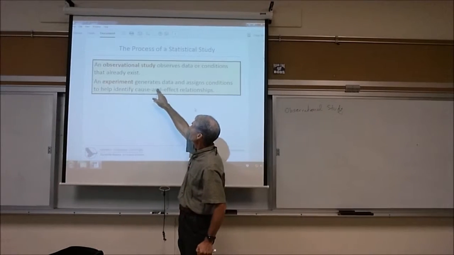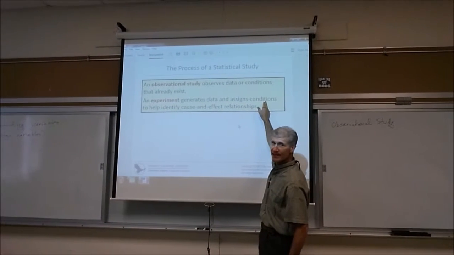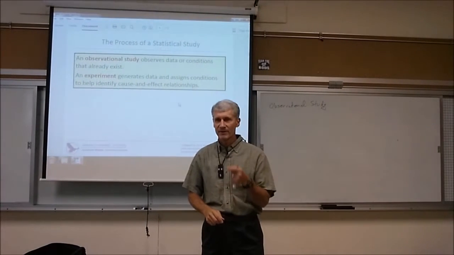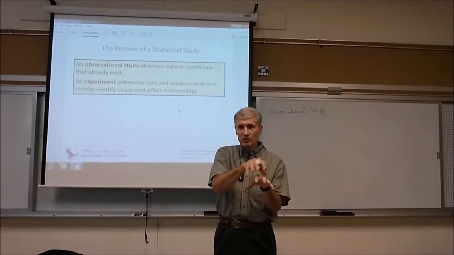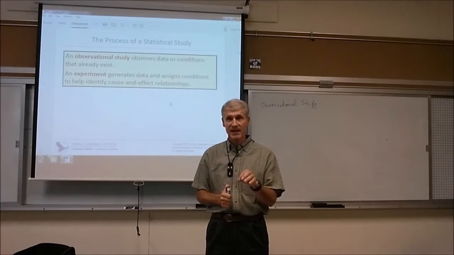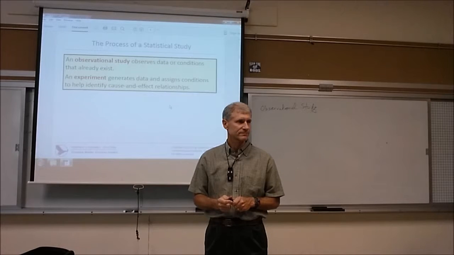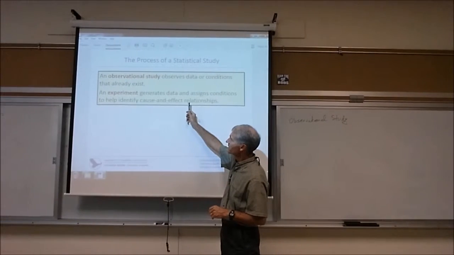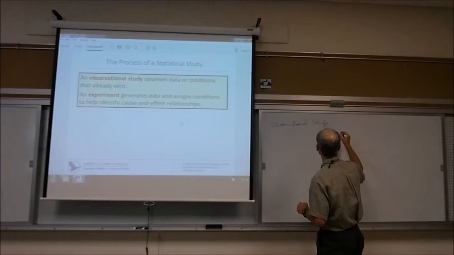Okay? So this is the part I added. And assigns conditions. That's not in the book. Right? That's really the hallmark of an experiment. If the researcher decides who gets what treatment, then it's an experiment. If the subjects decide which treatment they use, that's observation. Okay? And it says here that an experiment can identify cause and effect. Well, that's the problem with observational studies.